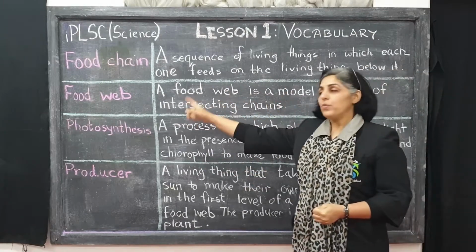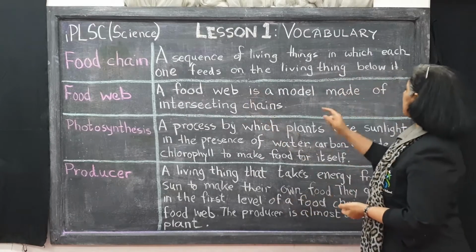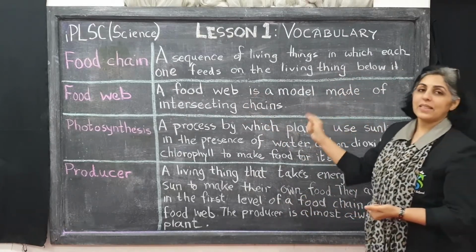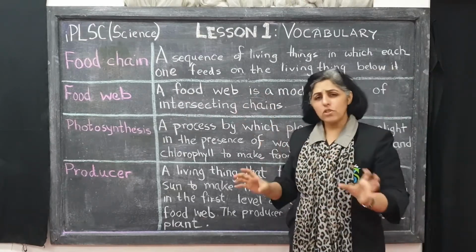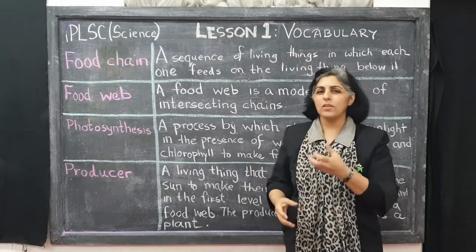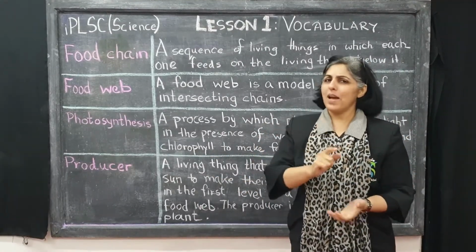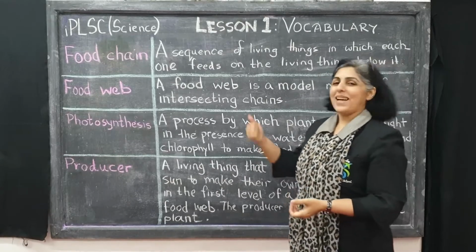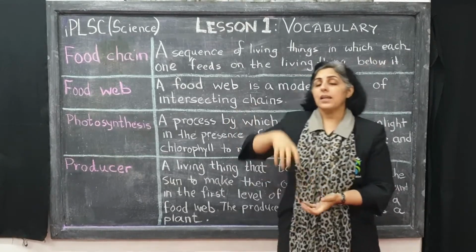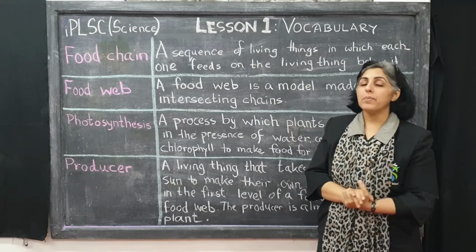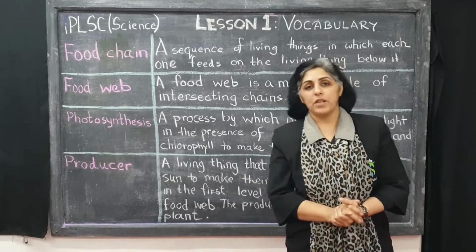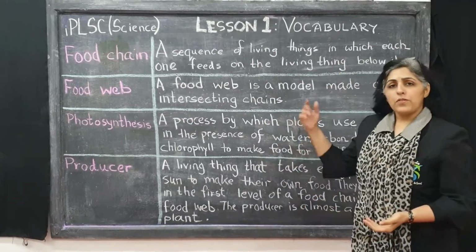Let's move on to food web. A food web is a model made of intersecting chains, and there are many food chains put together, working together in a very complicated Spider-Man's web. If you remember, that's a food web, and the living being at the top of the food web is called the apex predator. Let's move on to photosynthesis.